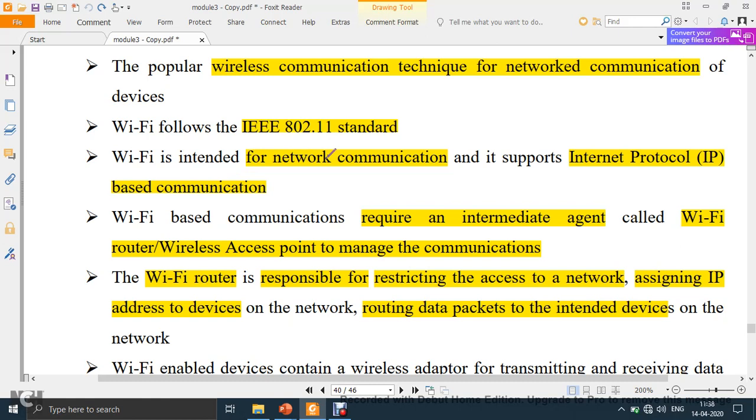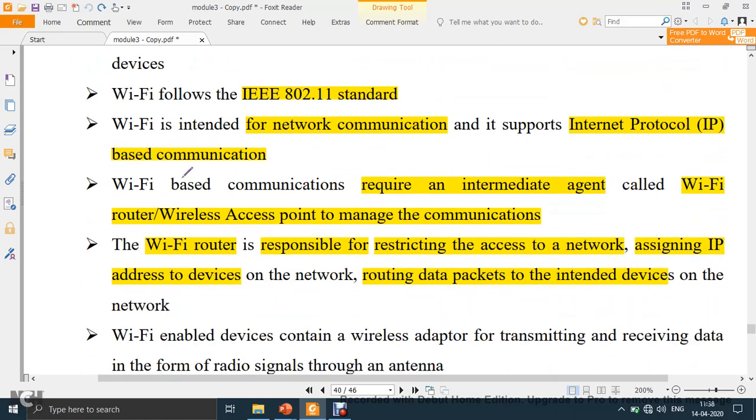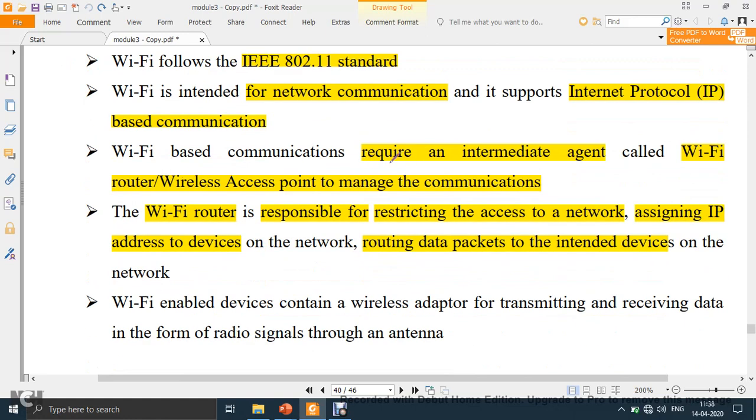Wi-Fi is intended for network communication, and it supports Internet Protocol, IP based communication. So every device connected to a network will have an IP address. Okay, you might have seen the address in the system, something like 192.168.0.1. So that is the IP address. So Wi-Fi based communication requires an intermediate agent called a Wi-Fi router. So as soon as you hear Wi-Fi, there should be a router. Okay, so it is just like a host, you can say. So there should be a router, which is nothing but a wireless access point to manage the communication.